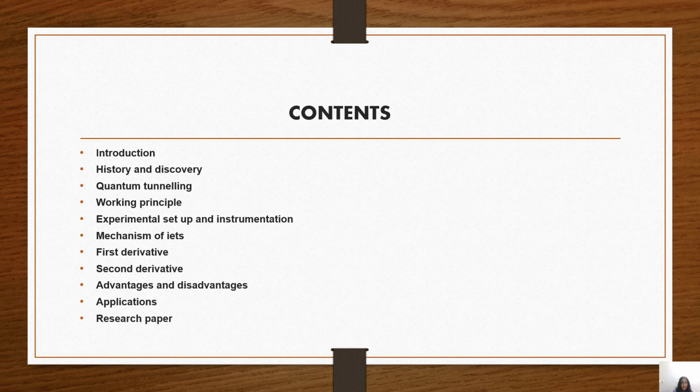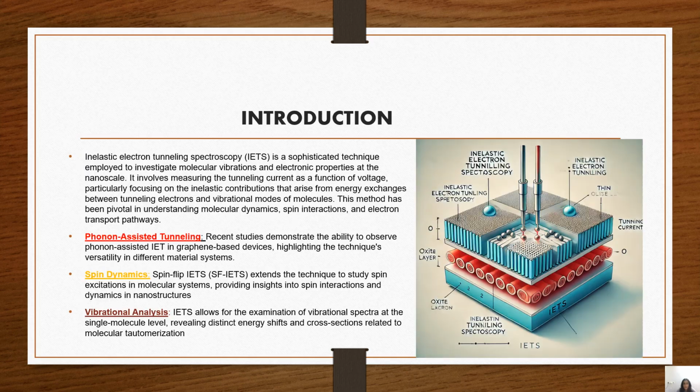Contents. The contents include the introduction, history and discovery, quantum tunneling, working principle, experimental setup and instrumentation, mechanism of inelastic electron tunneling spectroscopy, the features, that is first derivative and second derivative, the advantages and the disadvantages, the applications and the research paper. So let's go through the introduction part.